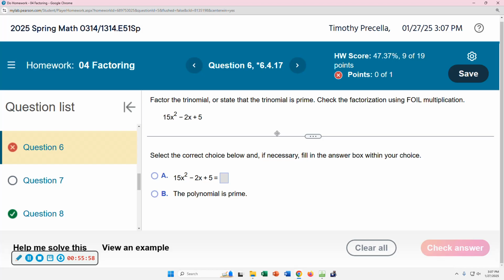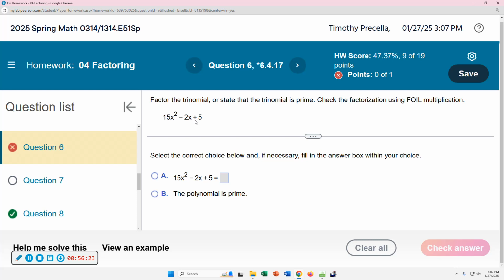Okay. Number 6. 15x squared minus 2x plus 5. Well, there's something nice about the signs at least. What do we know about the signs? The last sign's a plus.